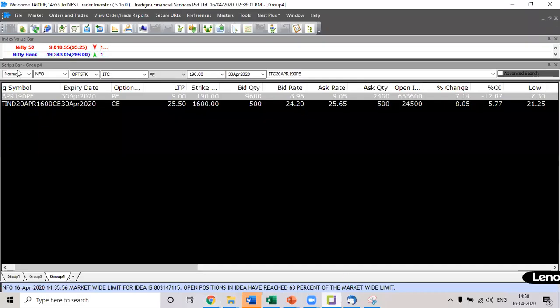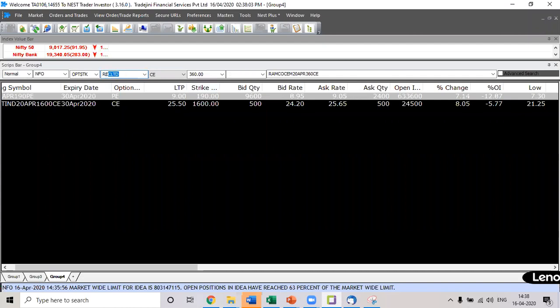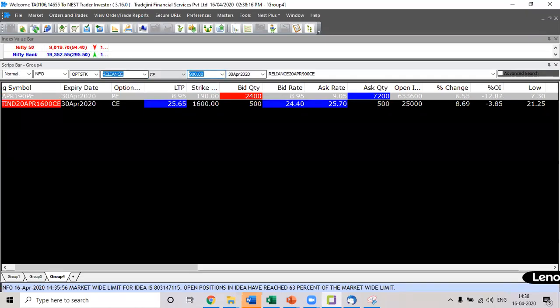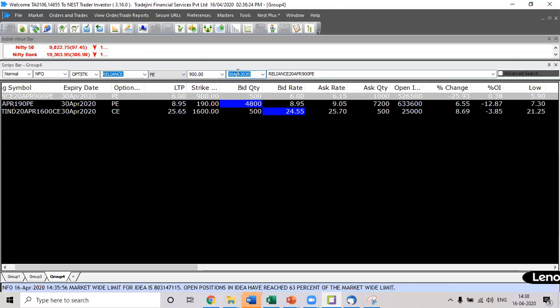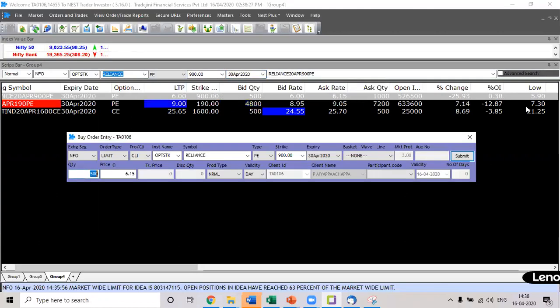I give a deal to others in the market. I select Reliance. I choose the 900 strike. I go for a put option, 30th April. Say people are willing to pay you 6 rupees 15 paise. So all you have to do is go and sell this. Like you sell it, 500 quantity at 6 rupees. So 3000 gets credited in your account.